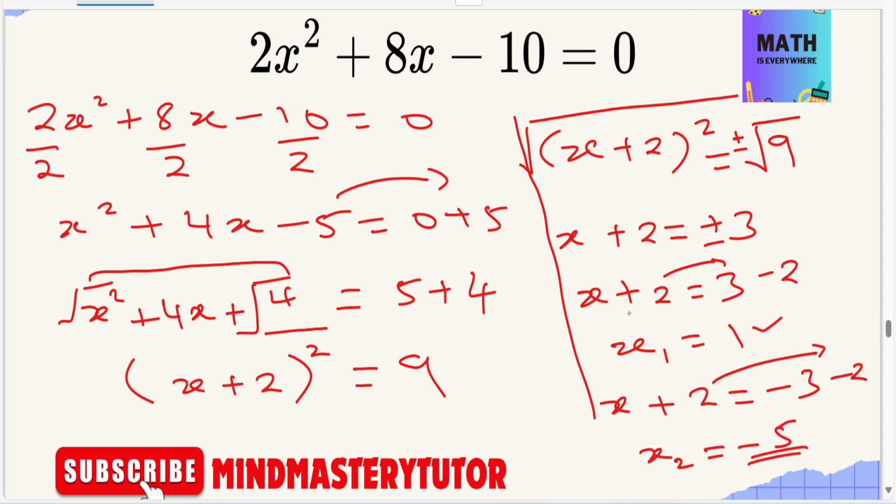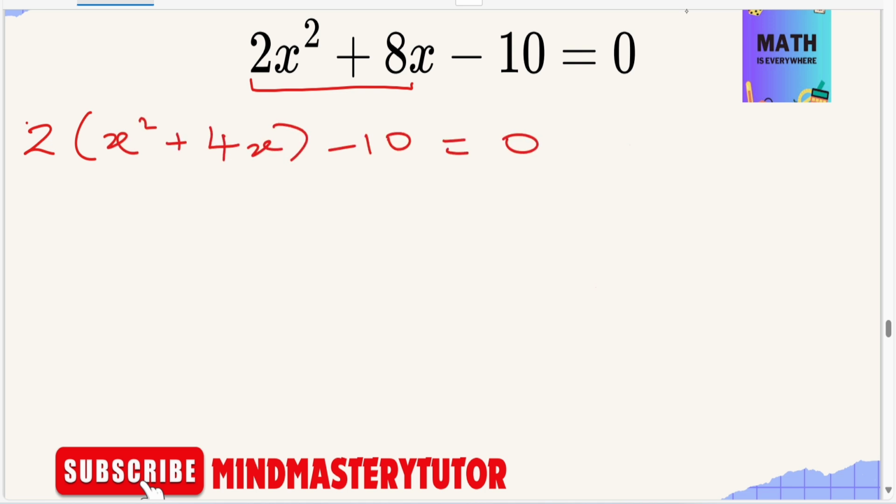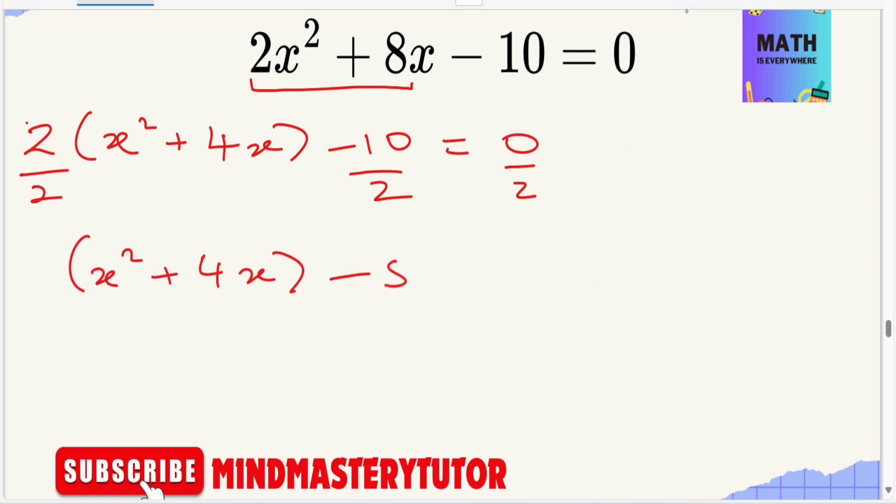Okay, let's solve this question using another method. So how do you solve it? Very easy. First, factor out 2 from this expression. Take a 2 into bracket: x squared plus 4x minus 10 equal to 0. The next step, divide by 2 on all sides. So hapa itabakia na x squared plus 4x minus 5 equal to how much? 0. And then obviously we'll factorize.